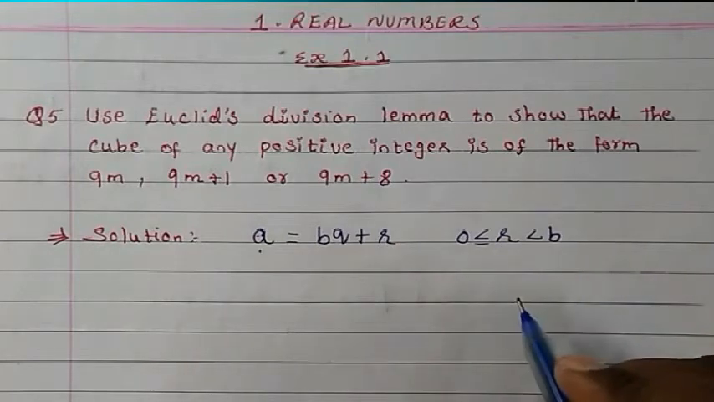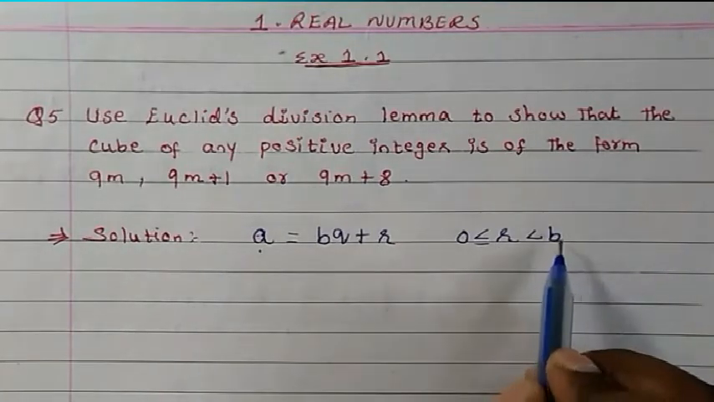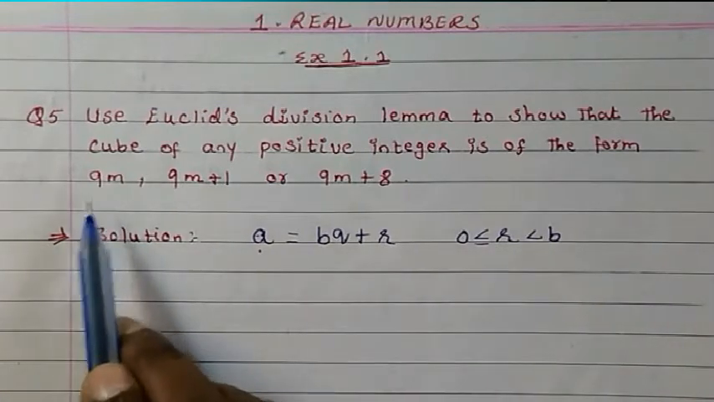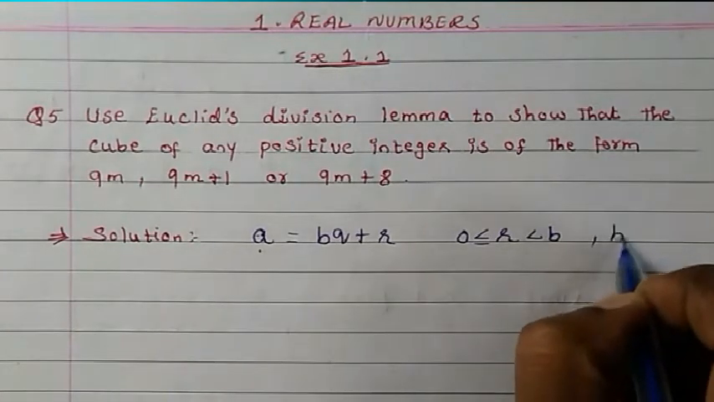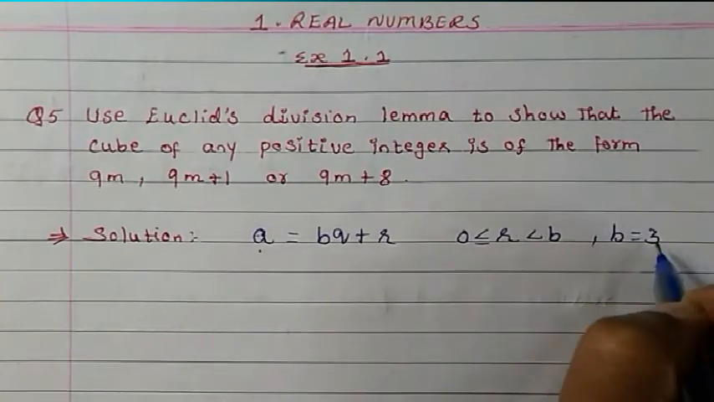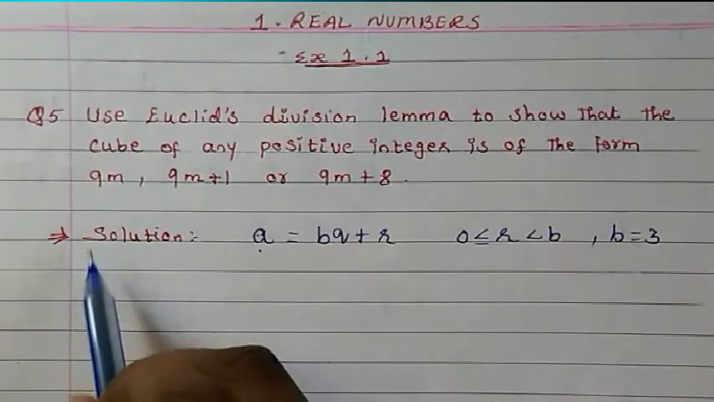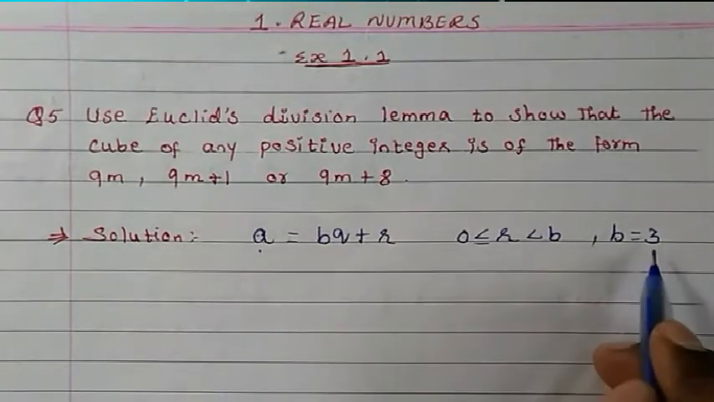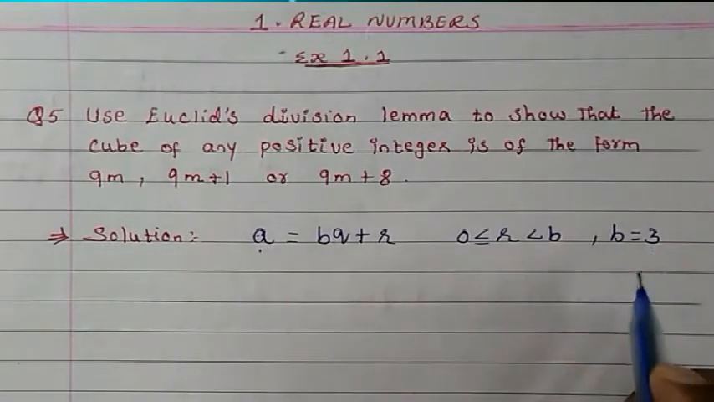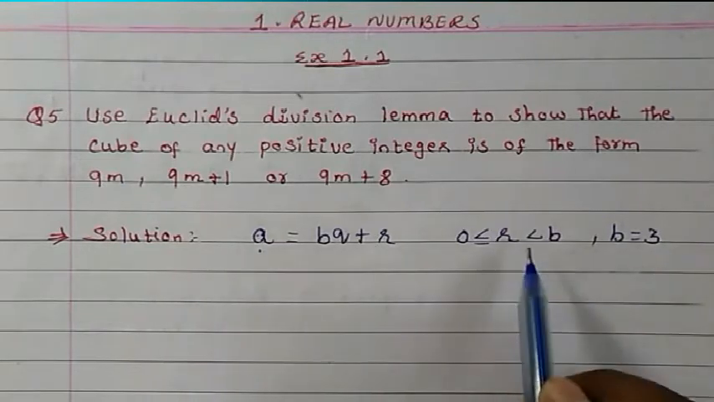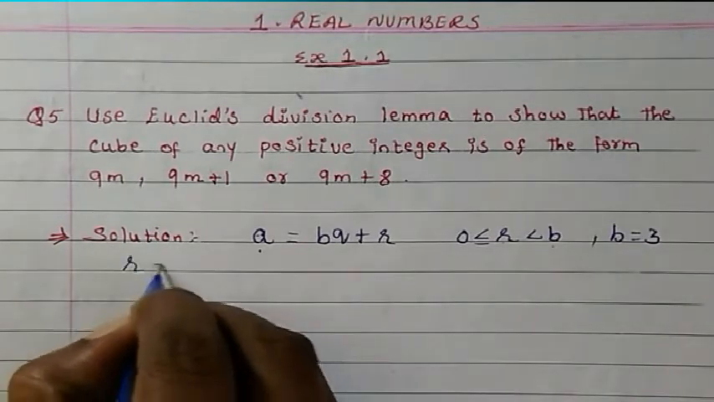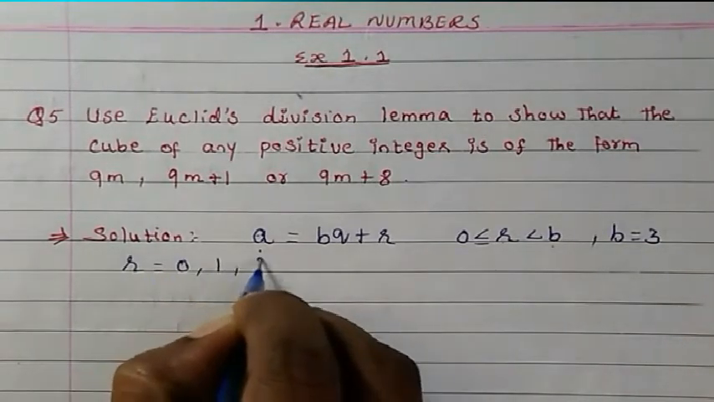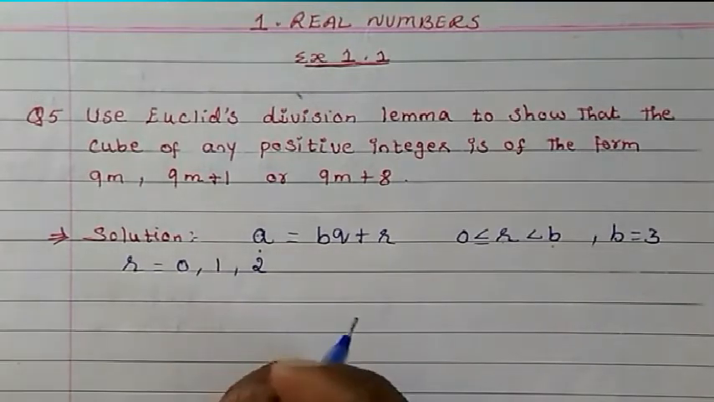So it becomes a lengthy calculation. So instead of taking b as 9, we will take a factor of 9. So let b be 3. So 3 is a factor of 9. We can take 9, but then it becomes a lengthy calculation. So we'll take 3. Then what are the possible remainders? We have 0, 1 and 2, because the remainder has to be less than the divisor. Therefore, r can be either 0 or 1 or 2. Now the calculation is much shorter for us.